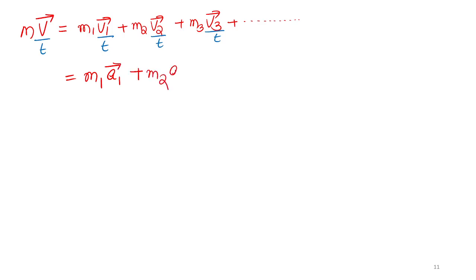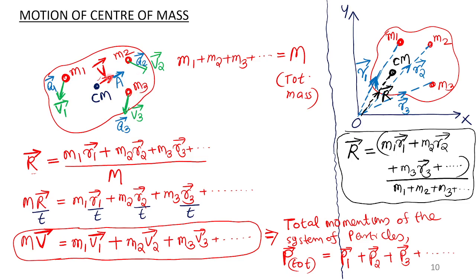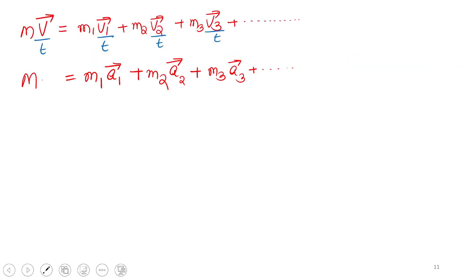V2 by t is the acceleration of the second body. Acceleration of the third body, etc. V by t, what is V by t? V by t is the acceleration of the center of mass. V is the velocity of the center of mass. V by t will be the acceleration of the center of mass.